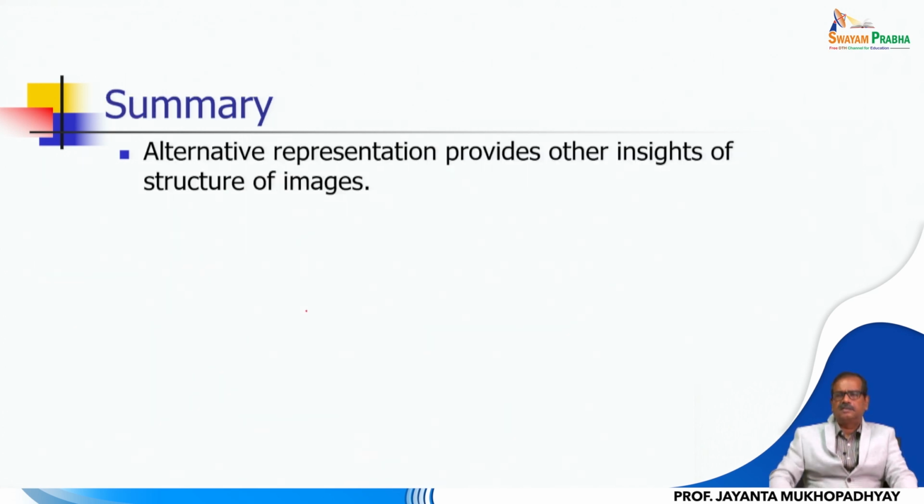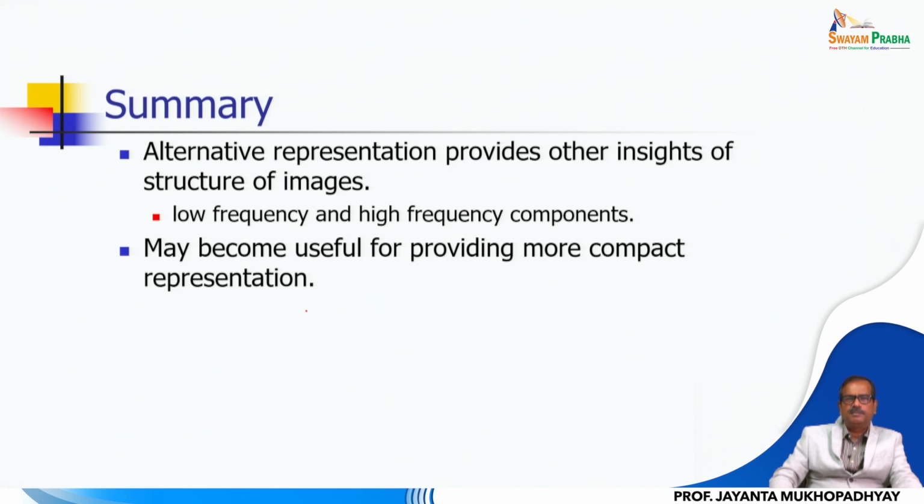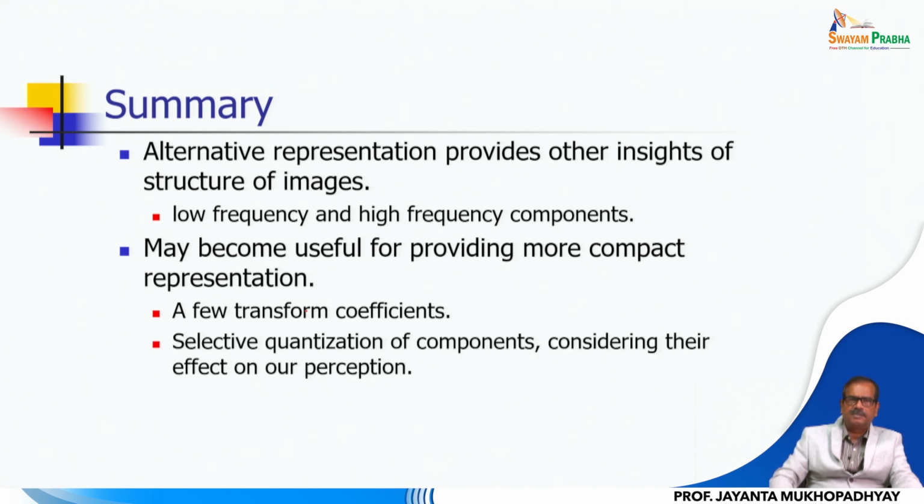So with this, we come to the end of our discussion on image transforms. Just to summarize what we have discussed: an alternative representation provides other insights into the structure of images, and low frequency and high frequency components both would be there in the structures. It may become useful for providing a more compact representation. Only a few transform coefficients could sometimes be sufficient to represent the whole signal or image.